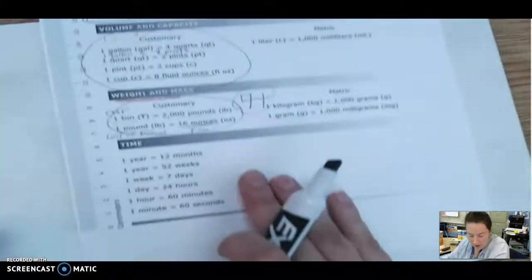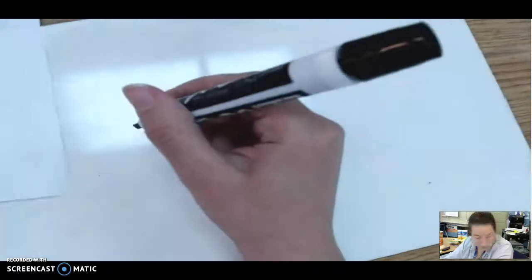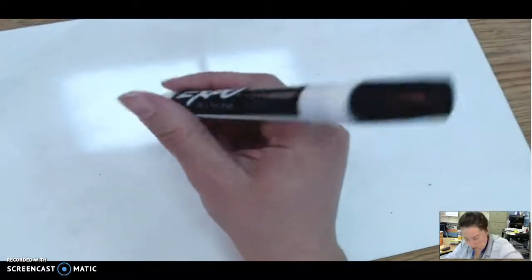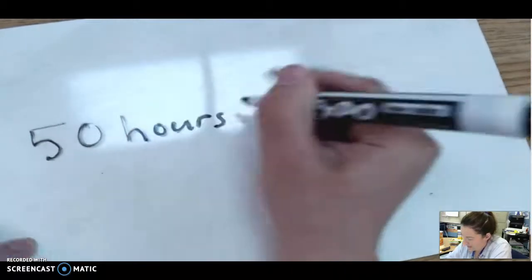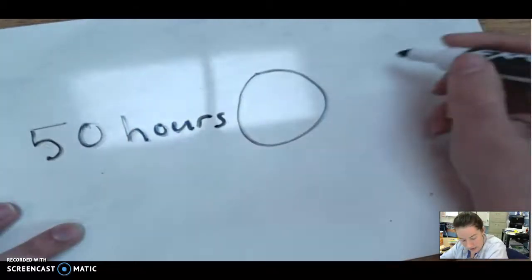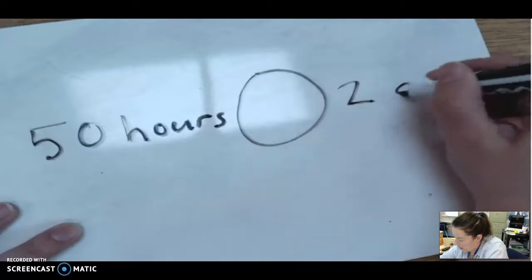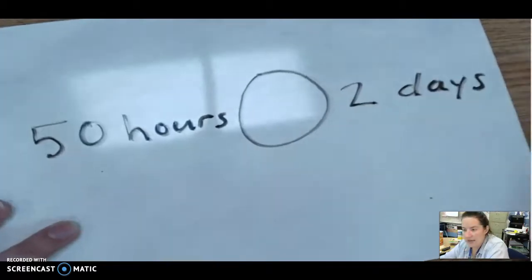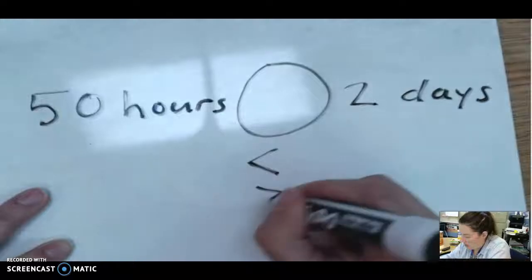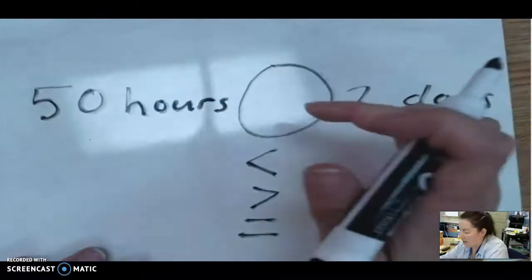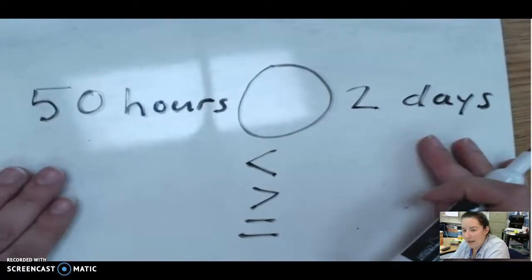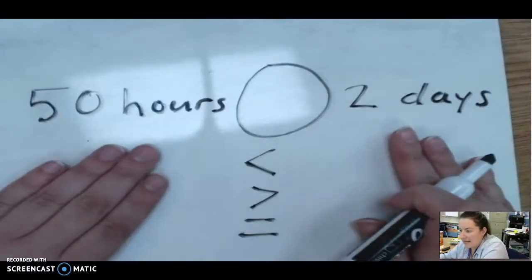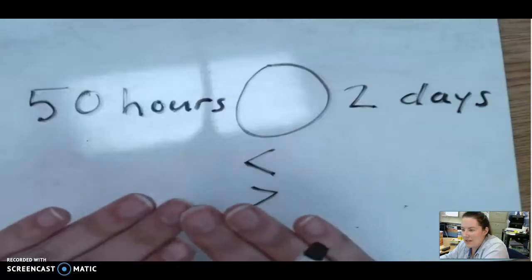You can also use these times to compare. So let me show you. How about we do a problem like this? So if you have 50 hours, I want to know, is that larger or smaller than 2 days? So we would use these symbols to fill in which one's going to be larger, which one's going to be smaller. Right now I can't compare them because this one's in hours, this one's in days. I need them to be the same so they're easily compared.